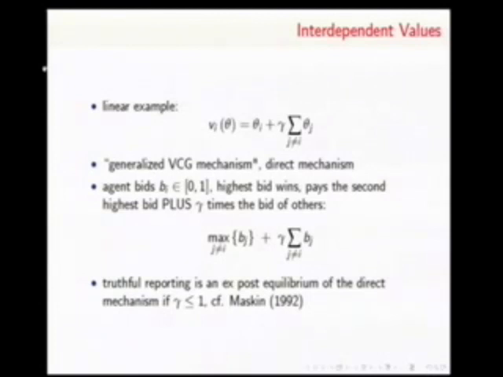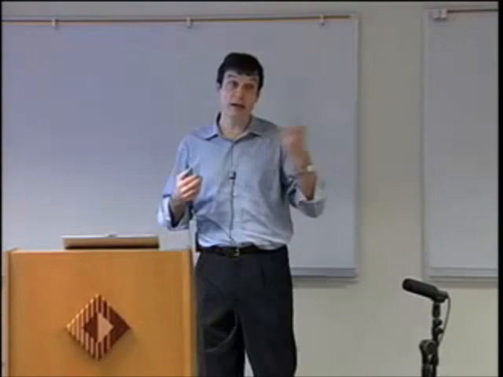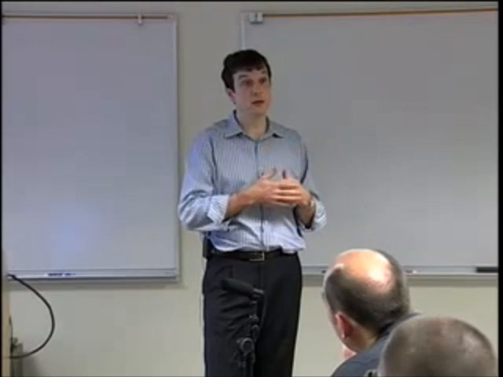Okay. We want to go beyond private values. So the leading example for this talk of interdependent values is simply one where my valuation is a linear combination of my own payoff type plus some weighted average over the information of the others. So you can think of gamma as a parameter which measures the strength of the interdependence of the preferences. A positive gamma expresses positive interdependence, a negative gamma expresses negative interdependence. That will be informative later on.